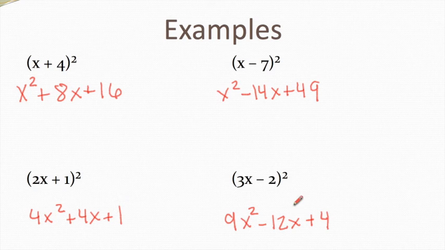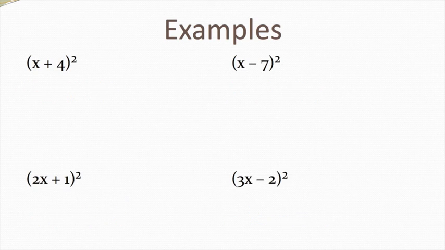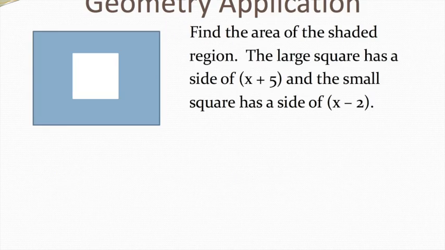So if we have perfect square binomials, we square the first term, double the product of x and a, and square the last term. Let's try a geometry application. Find the area of the shaded region.